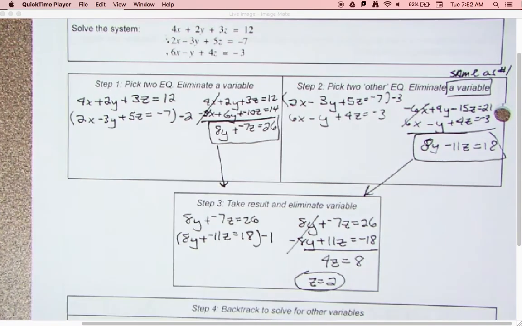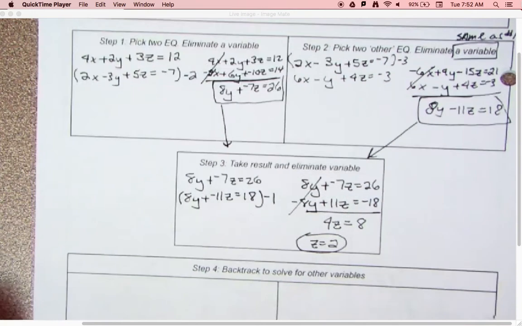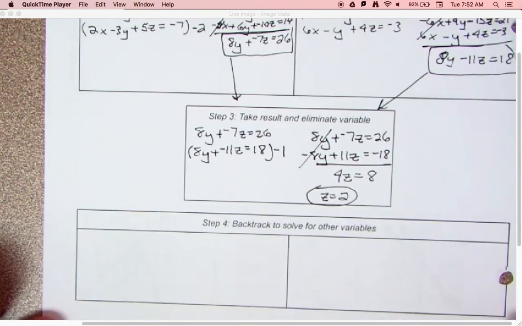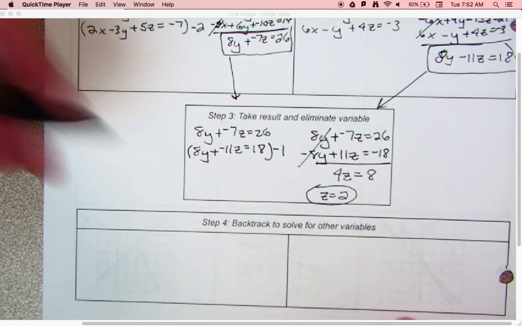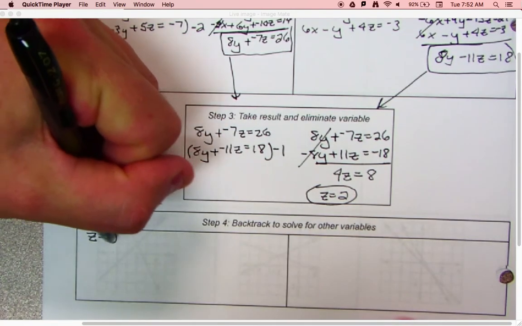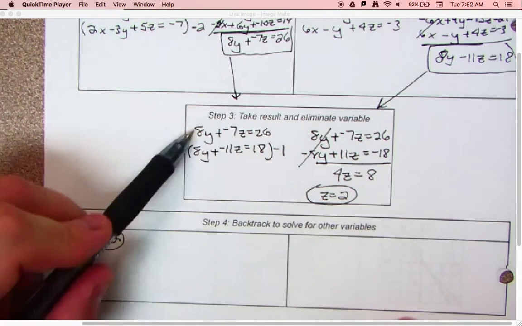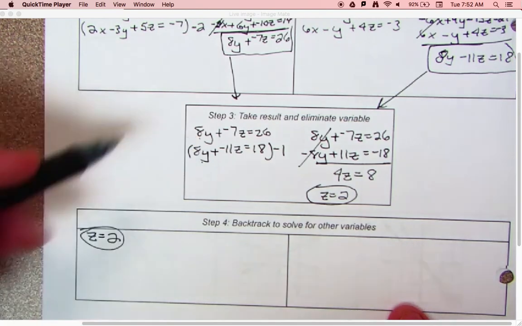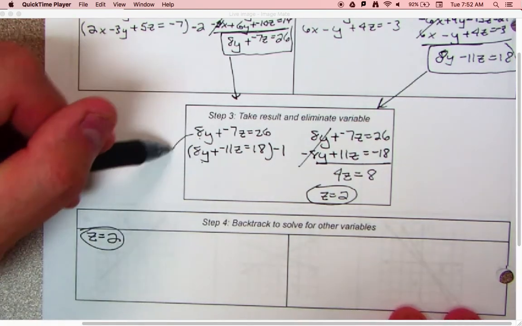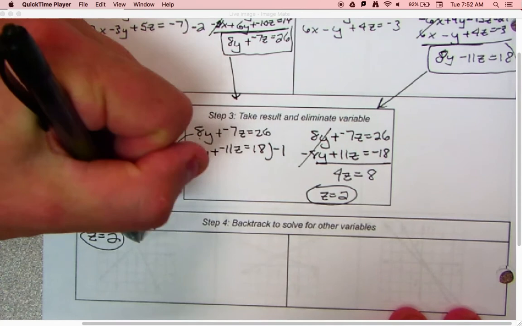Now I want to go back to step 4, and I want to backtrack to solve for the other variables. So how do we backtrack? Well, I start with this z equals 2. That's one thing I know. And then I can pick one of these two equations right here, plug z in, and that'll do my algebra and solve for y. So I'm going to pick this one. Doesn't matter which one you pick.